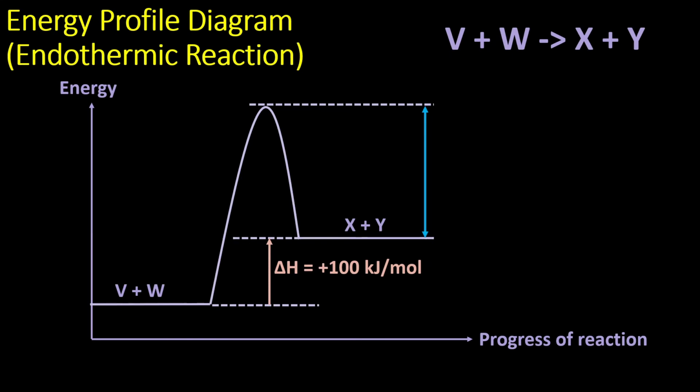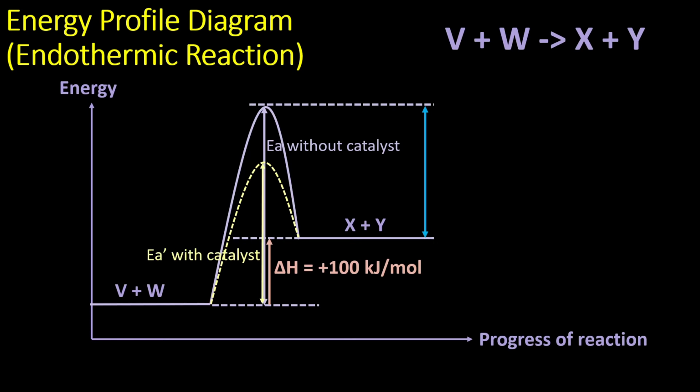For endothermic reaction, it is the same. Without the presence of catalyst, the activation energy is the difference in energy between the reacting molecule and the transition state. With the presence of catalysts providing an alternative pathway with lower activation energy, now the activation energy becomes lower. So the difference in energy between the reacting molecule and the new transition state becomes lower.